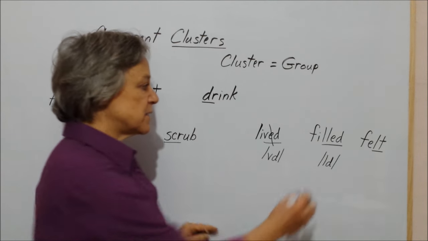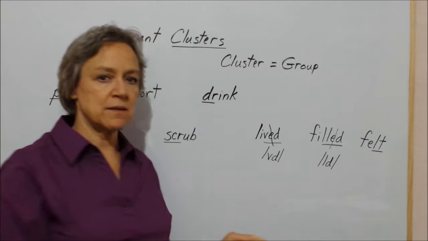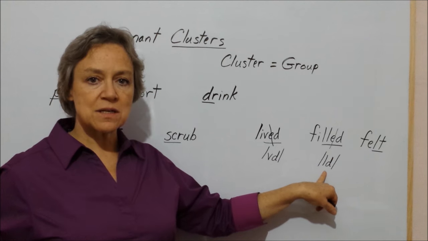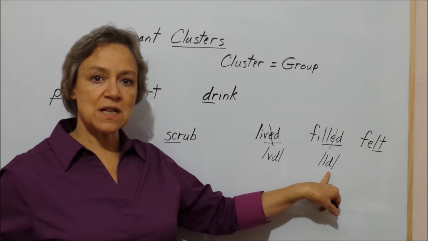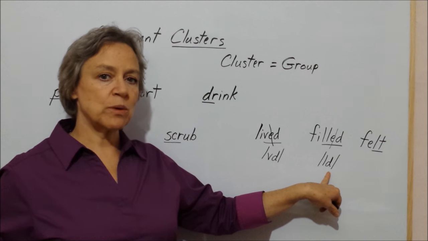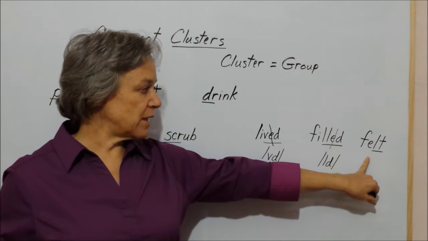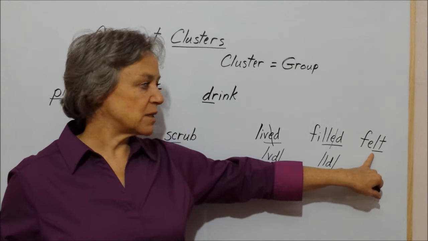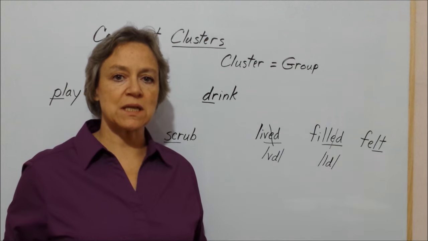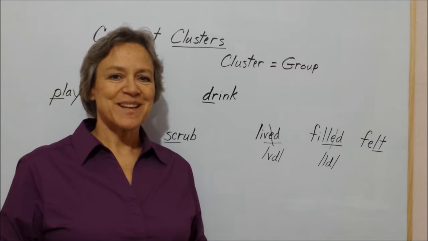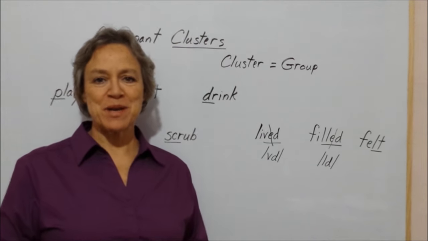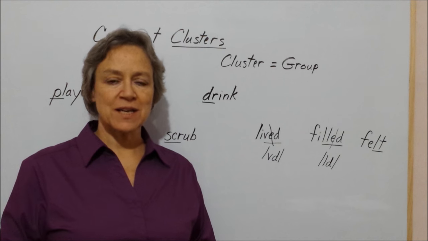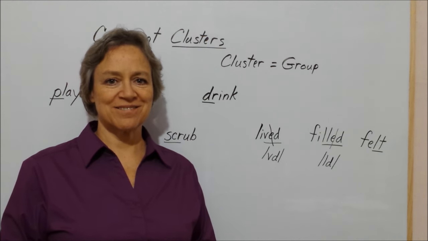Here, it's similar. We don't pronounce the E. So the last sounds in this word, filled, are L and D. Filled. So we move from one consonant sound to the next. And the last example is in the word felt. So I move from the L to the T, felt. In English, we have consonant clusters. That means we can put several consonant sounds together without putting a vowel sound in between the consonant sounds.